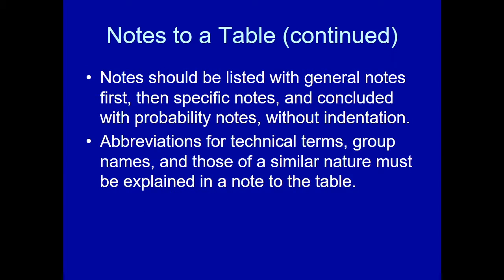How are we going to order our notes in a table? Say we have more than one note we want to list. We should list them in order from general notes first, then specific notes, and then finally probability notes. None of these should be indented; they should be in line with the left of the table.